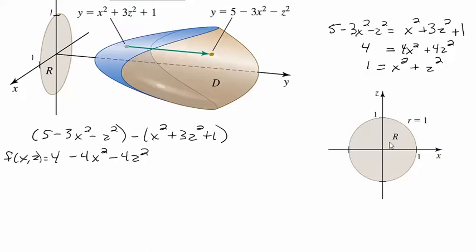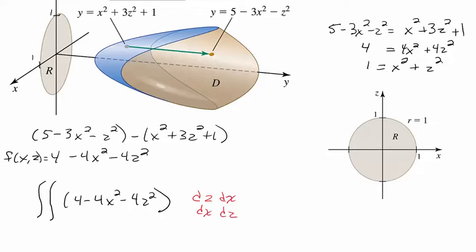Here's a picture looking straight on to the xz plane. All right, so let's think about how we're going to set up our integral. Now we know we need to integrate over this region in the xz plane. And we are going to have our function of x and z in here, which is 4 minus 4x squared minus 4z squared. So now we just need to decide whether we're going to do dz dx or dx dz.